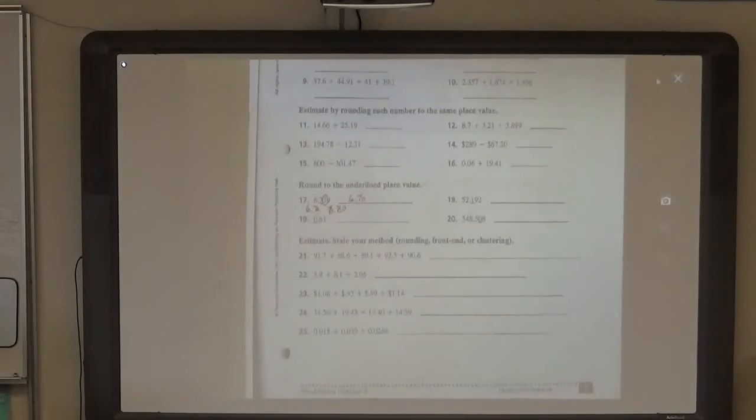All right, then in the last section, estimate and state your method. Front-end estimation, clustering, or rounding to the nearest whole number. Front-end estimation and rounding are pretty much the same thing. Rounding is referring to just the nearest whole number, like the number 22, whereas front-end estimation is where you just use the front number, the nearest 100 or the nearest 1,000.